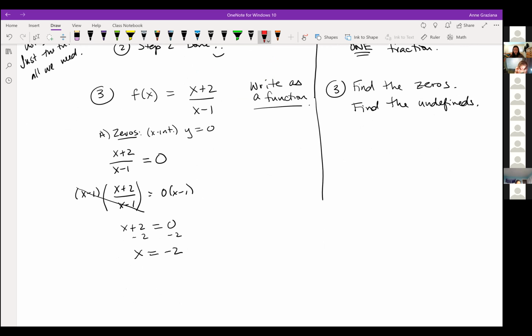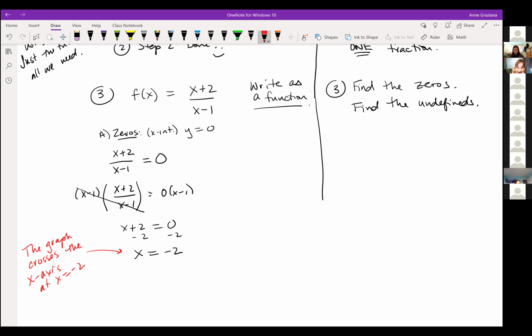What this means is the graph crosses the x-axis at x equals -2. Okay? So if you had to get an image in your head, that's my 0. My graph is either coming through from above to bottom, or it's coming from the bottom to the top, but it's coming across that x-axis.